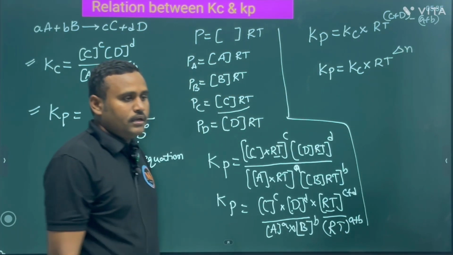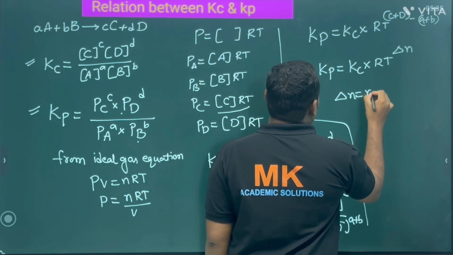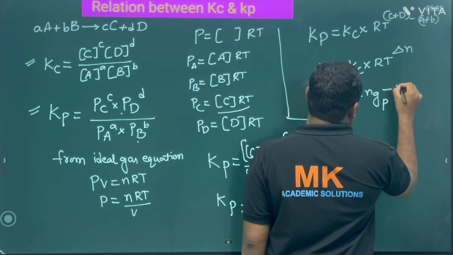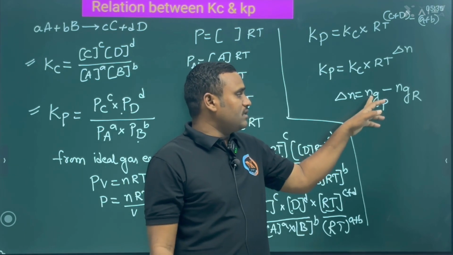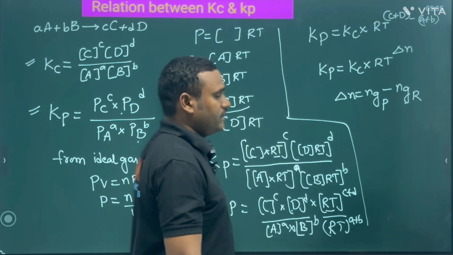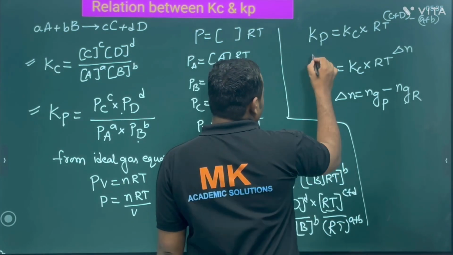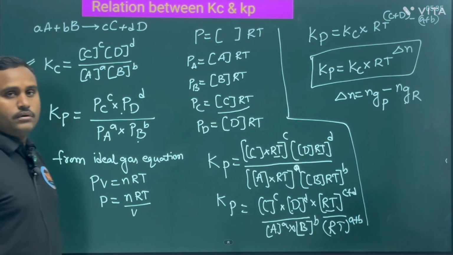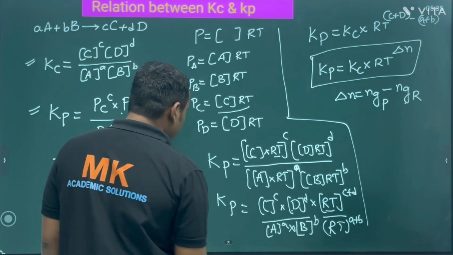Here, what is delta n? Delta n is equal to the number of moles of gaseous products minus the number of moles of gaseous reactants. So now this is the relation between Kc and Kp: Kp is equal to Kc into RT to the power delta n.